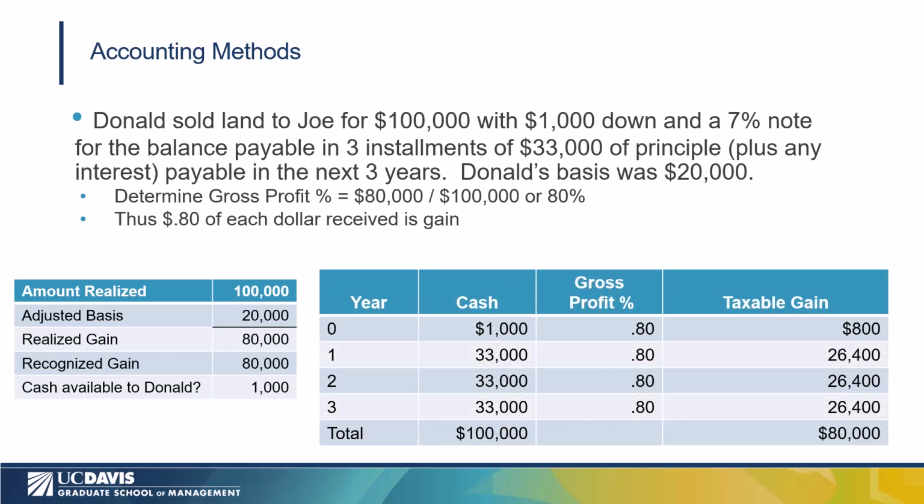All right, let's flush that through. So in the year of sale, he collects $1,000. 800 of that is taxable gain. In year 1, he collects 33,000.